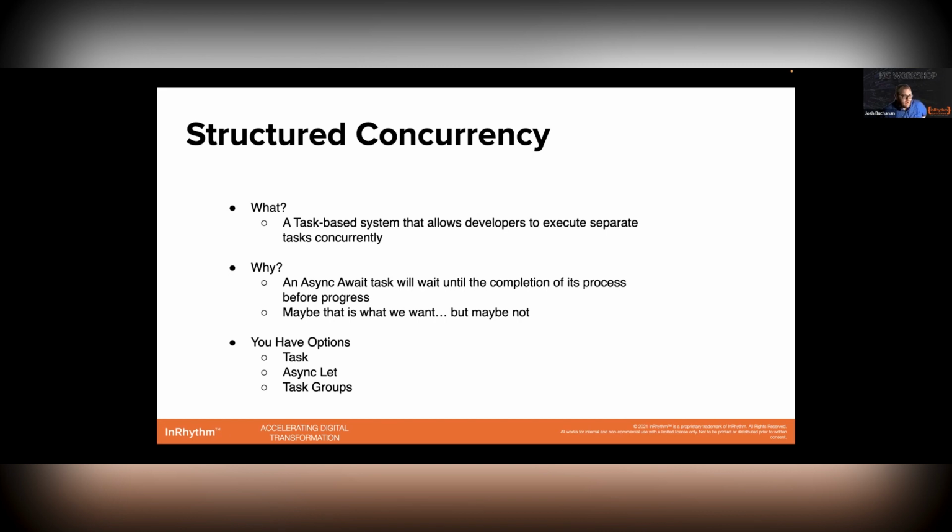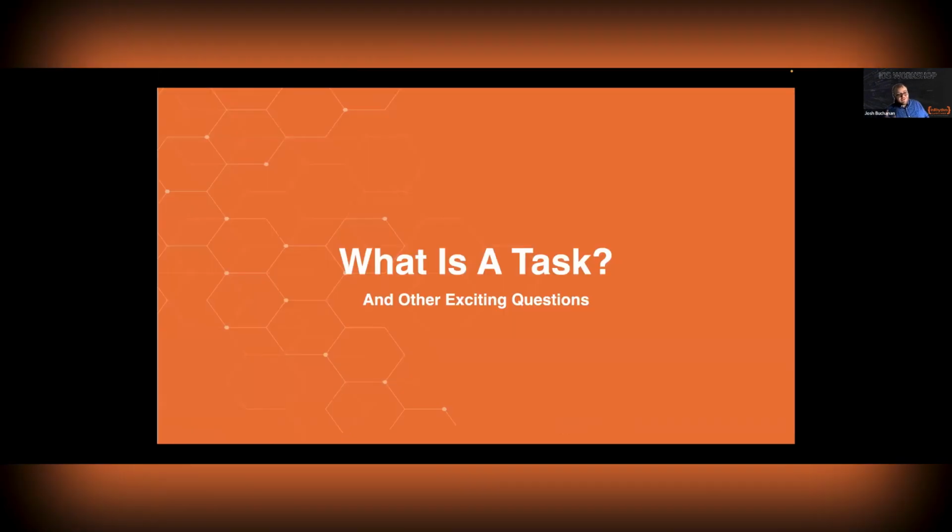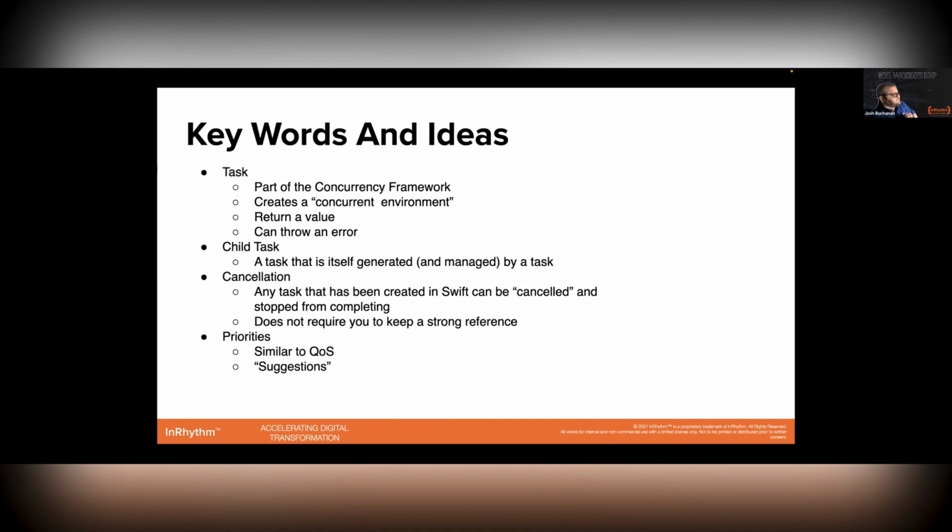So with structured concurrency, we've got options. You've got task, you've got async let, and you've got task group. But before we get into the specifics and comparing the things, we need to talk about some of the keywords that are going to come up or that have already come up. So a task, child task, cancellation, and priorities.